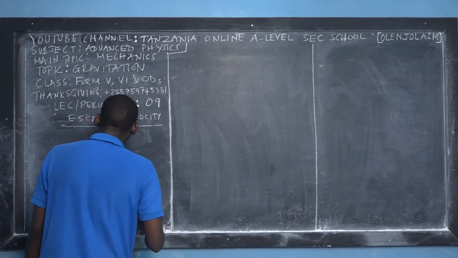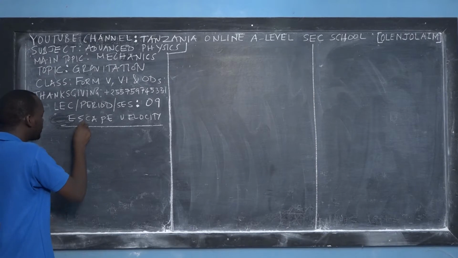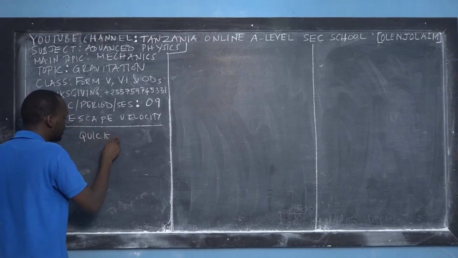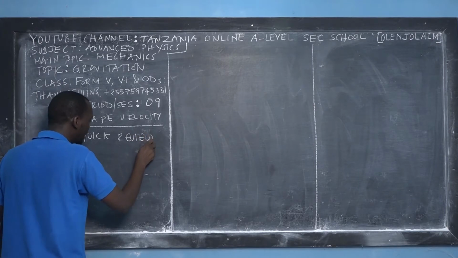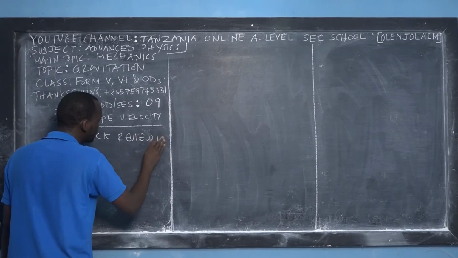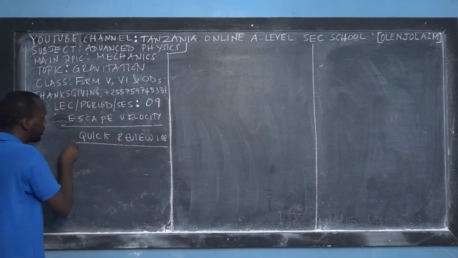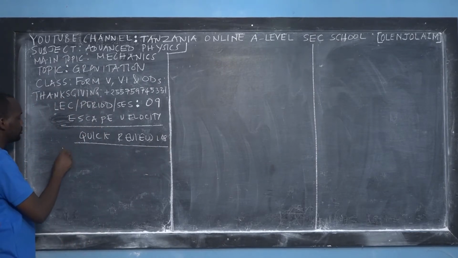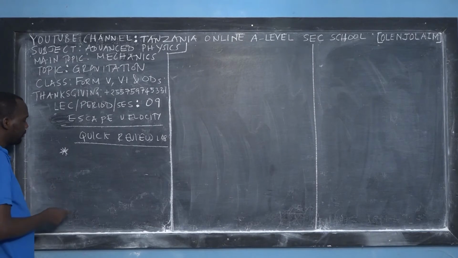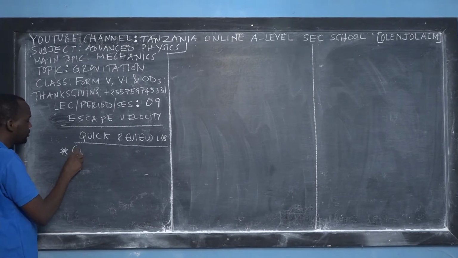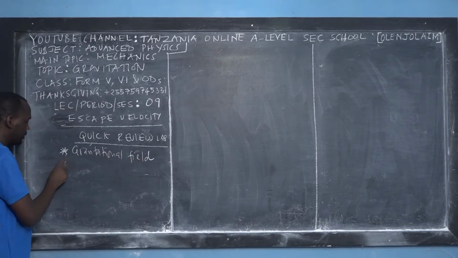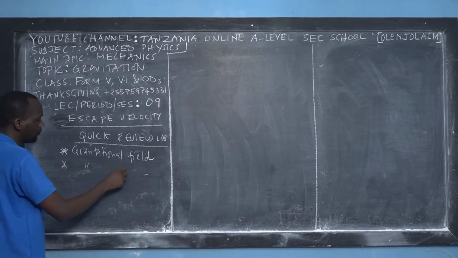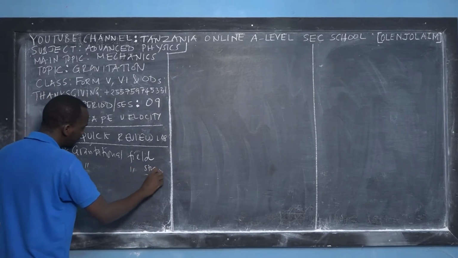Before I start these concepts of escape velocity, I would like to do a quick review of what we covered in lecture 8. In lecture 8, we covered many concepts, but I would like to quickly review a few of them. I taught you the concept we call the gravitational field, and another concept that we call the gravitational field strength, and this is a vector quantity.